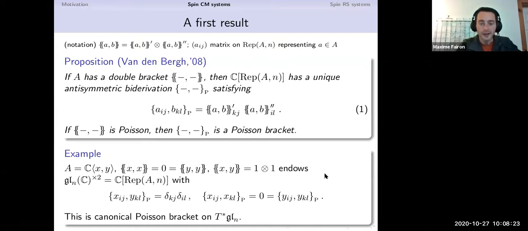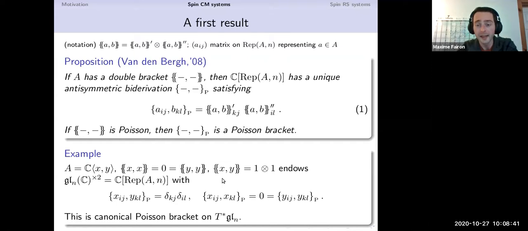Just to give you this example, I was telling you that this free algebra on two generators was such that the double bracket of the two generators was the unit. I was telling you that this was like your symplectic double Poisson bracket.